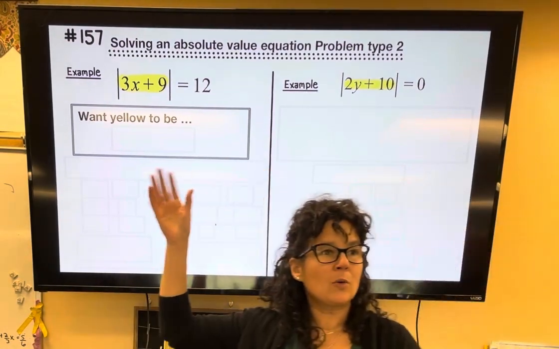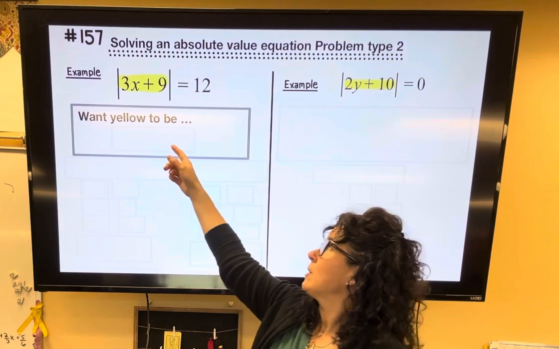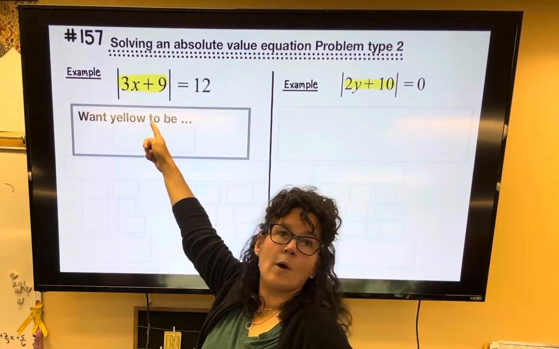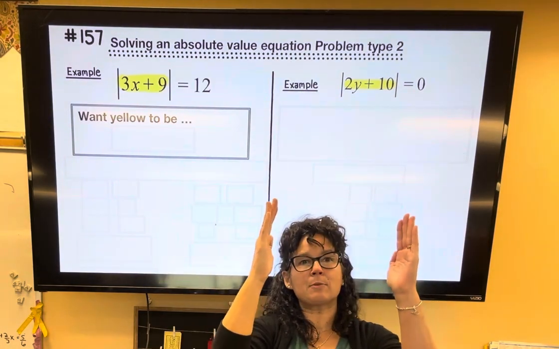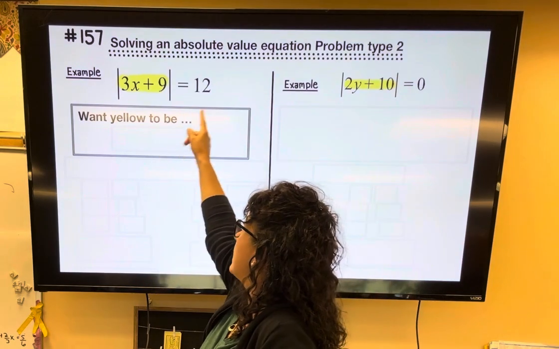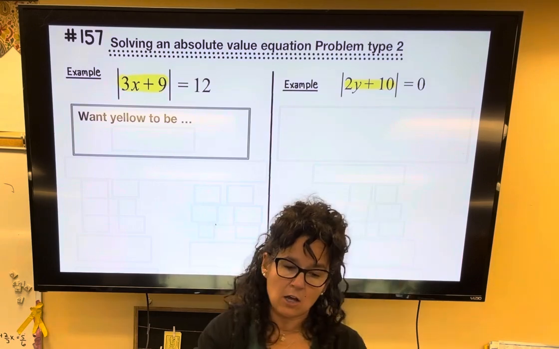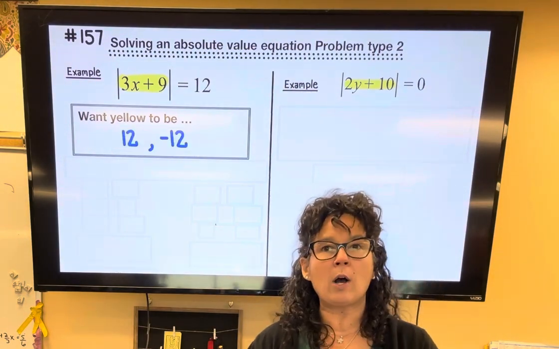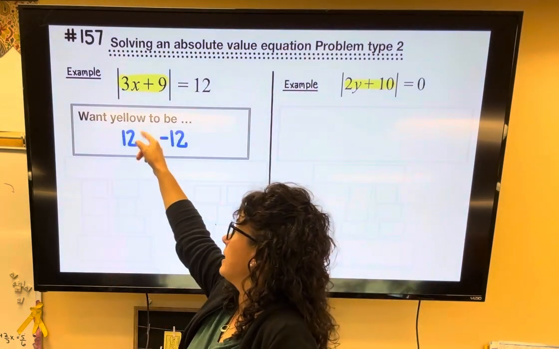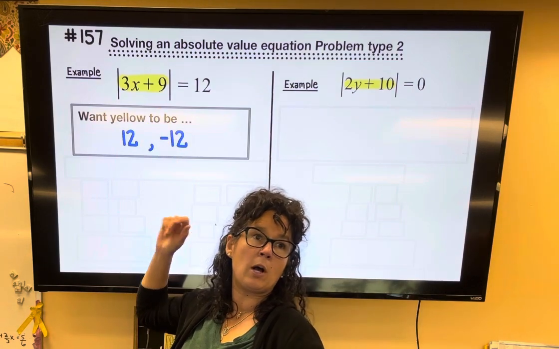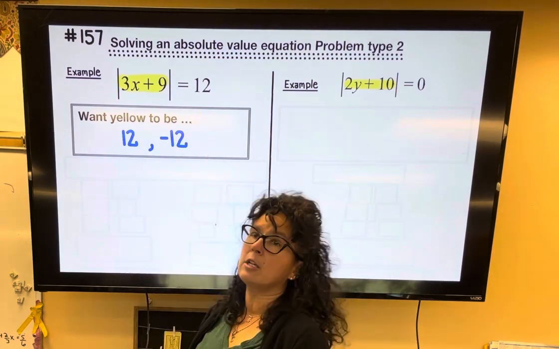So if we want to solve an equation that has an absolute value, we're really asking ourselves, what do we want the yellow part, the inside of the absolute value, to be, to make it equal, in this case, 12? So we just said that we want the yellow to be either the number 12 or negative 12, because if the yellow turns into the number 12 and I take the absolute value of it, it'll give me 12.